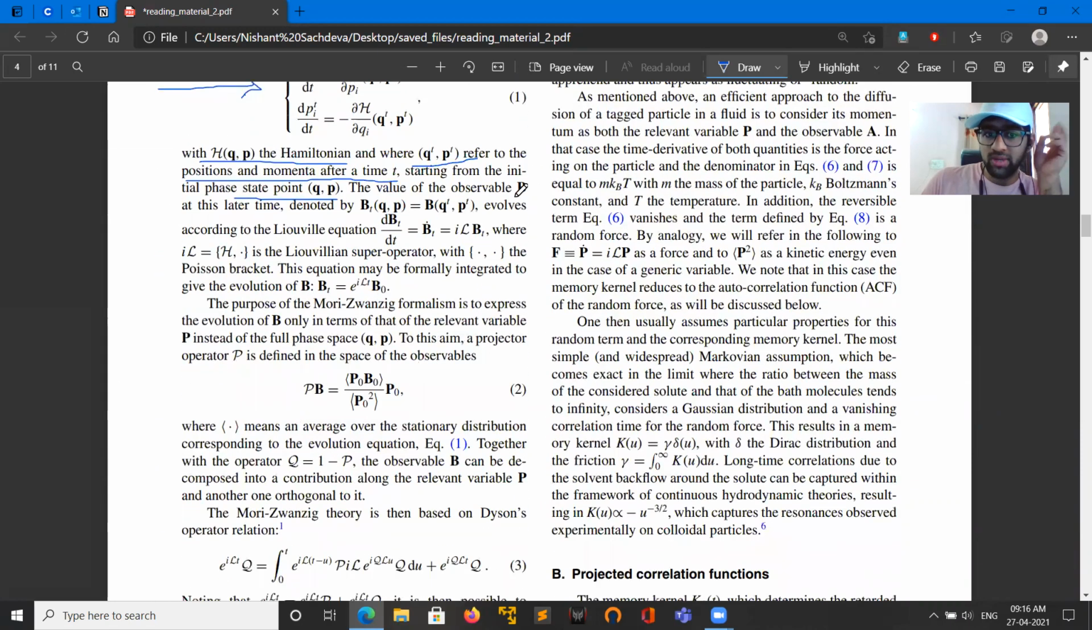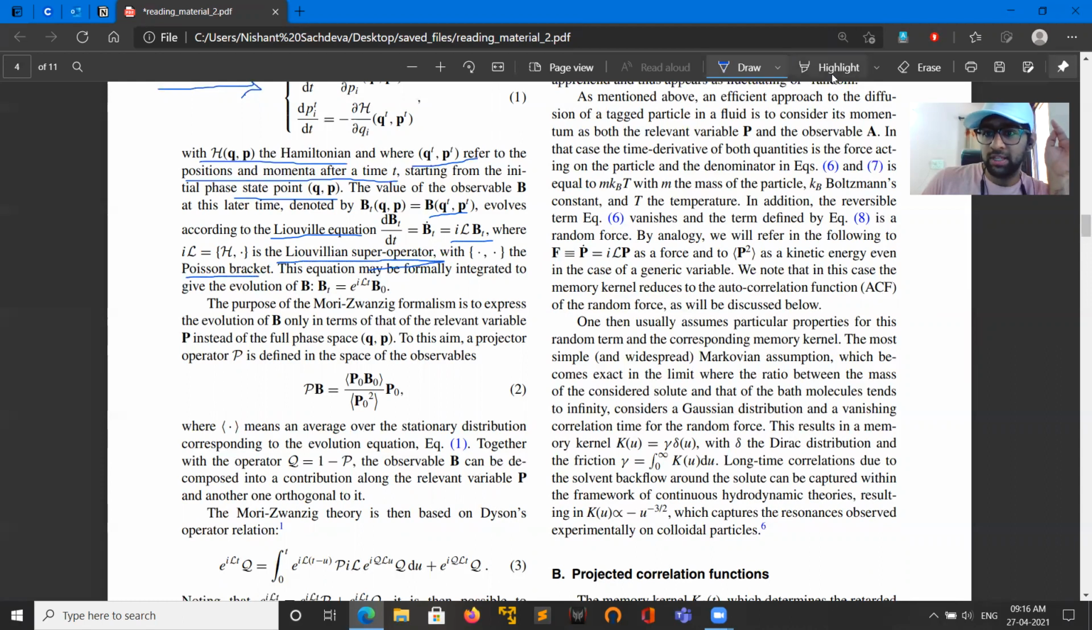The value of this observable B at any later time, which we call t, is denoted by Bt, which is a function of Q and P, as B of Qt comma Pt. So B at time t will depend on the Q at time t and P at time t. It evolves according to the Liouville equation, that is dBt by dt is iLBt, where iL is the Liouvillian superoperator with the Poisson bracket.